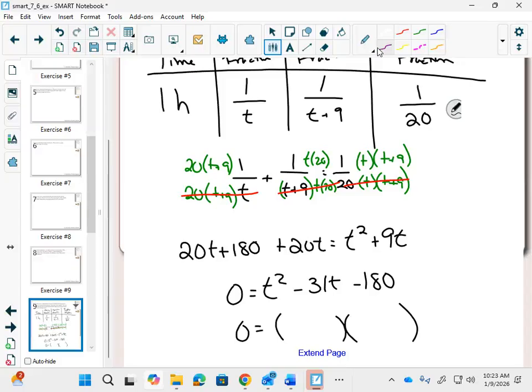And if you can think of factoring it, you have to figure out two things that multiply to 180. If not, you might go to your quadratic formula. 36 times 5 is 180. And it would have to be minus 36 plus 5.